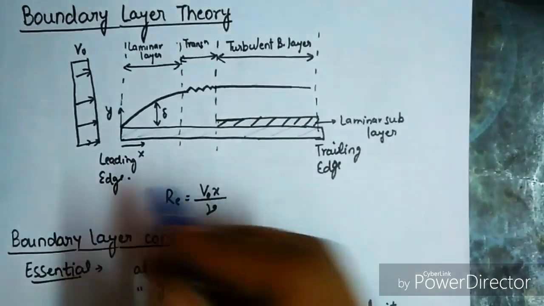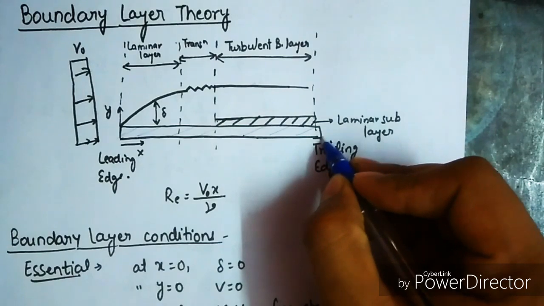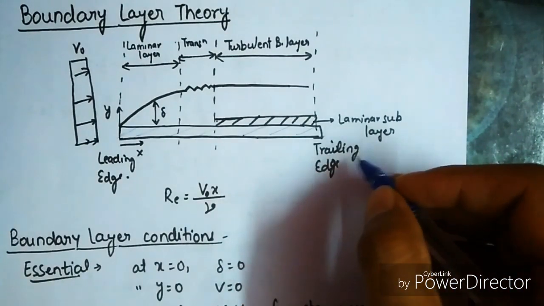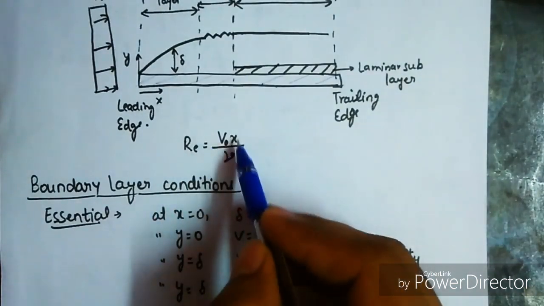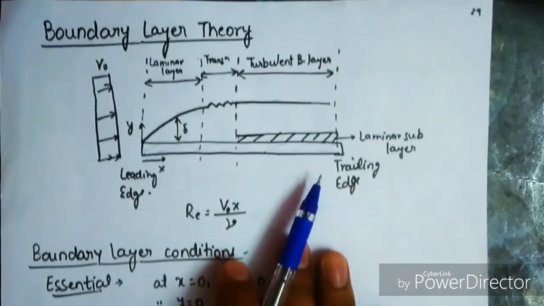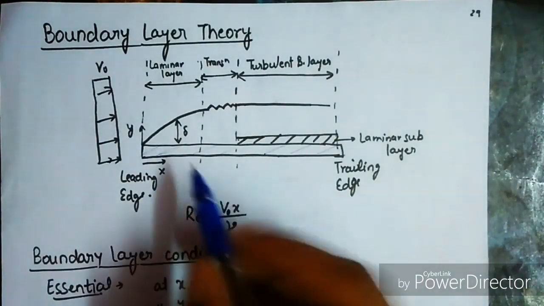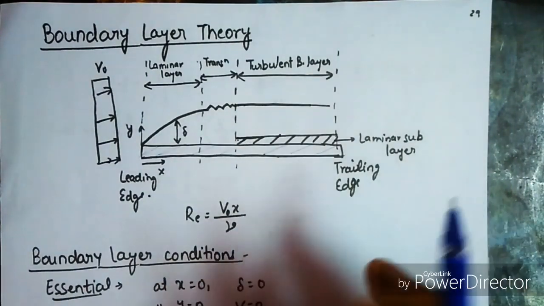The front edge is called the leading edge and the final edge, that is the exit edge, is called the trailing edge. Here Re, that is Reynolds number, is v naught x upon nu, where v naught is the approach velocity, x is the distance from the leading edge, and nu is the kinematic viscosity.